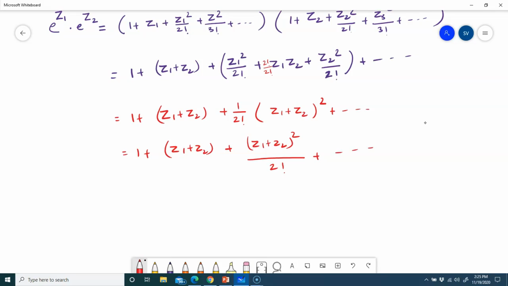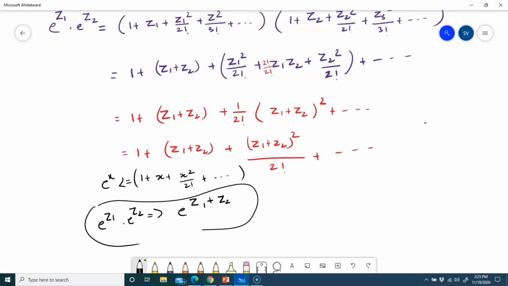So see, when e raised to z1 times e raised to z2, we actually concluded here 1 plus z1 plus c2 plus z1 plus c2 the whole square by 2 factorial plus etc. See, this is actually in the form of 1 plus x plus x square by 2 factorial plus etc. This is actually representing e raised to x. Then what will be this? This will be e raised to c1 plus c2, because x is c1 plus c2. So we proved e raised to c1 times e raised to c2 is e raised to c1 plus c2. So this is actually the cornerstone of this particular proof.